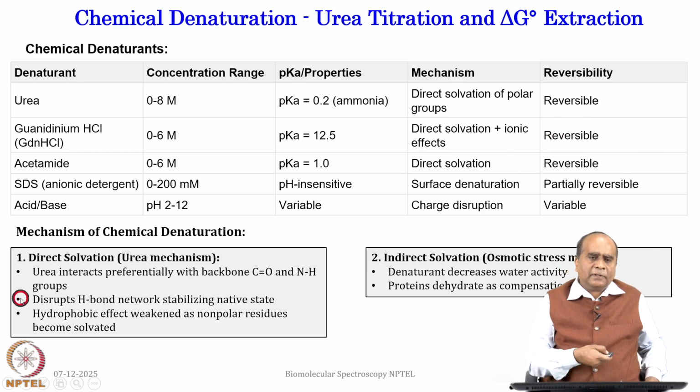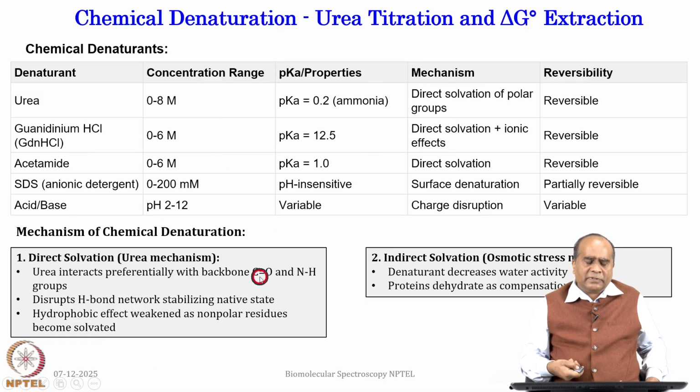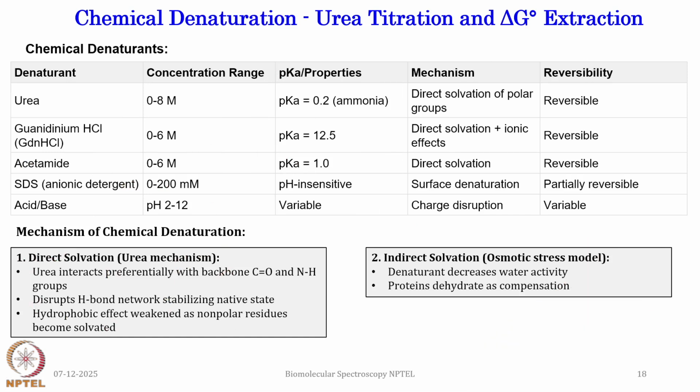So, the mechanism of chemical denaturation, as we mentioned, is that urea interacts preferentially with the backbone of a protein, that is CO and NH, because you remember the structure of urea, CO NH2.